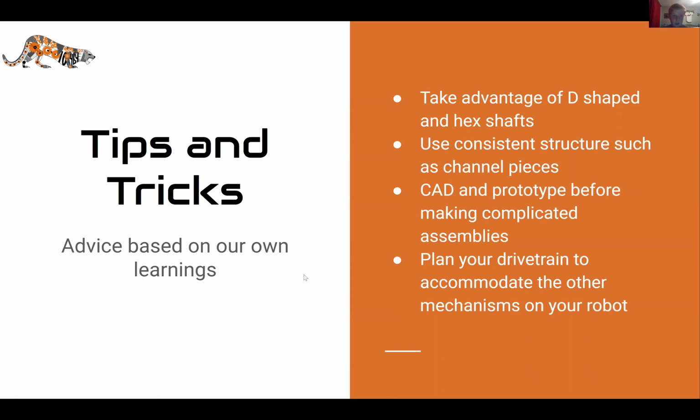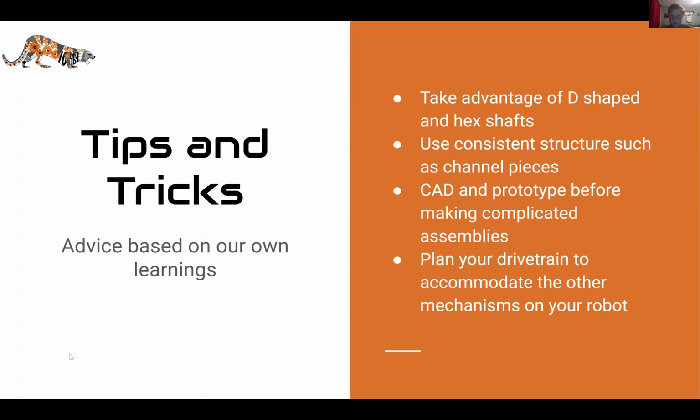So here are some tips and tricks, some advice based on our own learning. D-shaped and hex shafts are probably the best shafts to use when you're constructing your robot, because there's a lot less chance of shafts and shaft collars slipping.